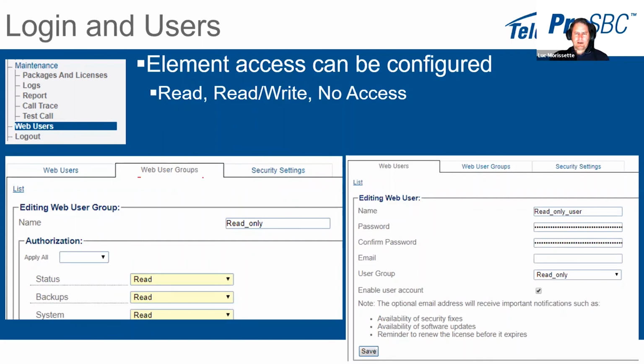Then you can create some web user groups. For example, the default is all open. You can modify anything, read, write, and make any change. But you can have, for example, a read-only user, for which you can set all the elements to read. So someone who logs into the system will only be able to see the parameters. He won't be able to change anything. Okay? And then you can choose per element here.